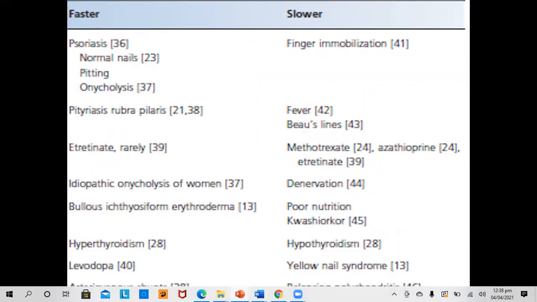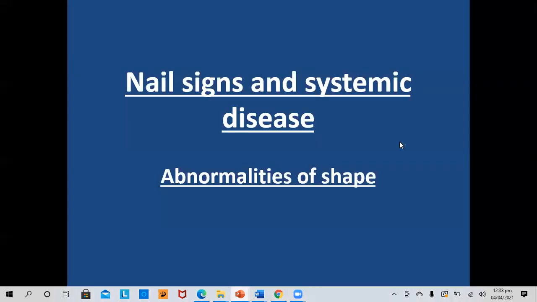Nail grows faster in psoriasis, in PRP, on acitretin or retinoid therapy, in idiopathic onycholysis in women, bullous ichthyosiform erythroderma, hyperthyroidism, levodopa. Slower growth occurs in fever, finger immobilization, use of immunosuppressives, denervation, poor nutrition, kwashiorkor, hypothyroidism, yellow nail syndrome.